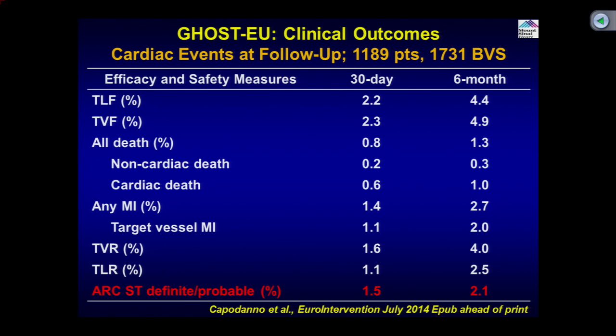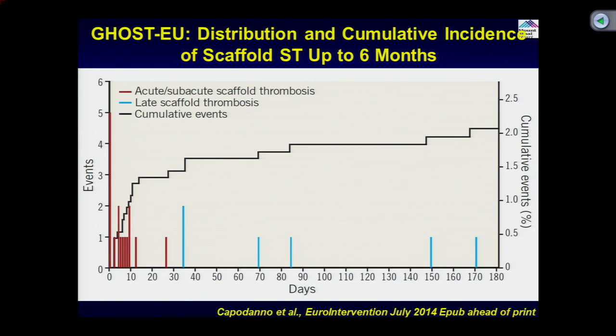What really was a little outlier in my opinion was stent thrombosis, 1.5% at 30 days and 2.1% at 6 months, which translated into about 3% at 1 year. We also know that current DES, particularly Xience, has a stent thrombosis of less than 1%, or 0.5%, at 1 year. And these are the timings of stent thrombosis. Some of them early, some occurred late. So clearly, there has been an issue in this GHOST EU registry of Europe.